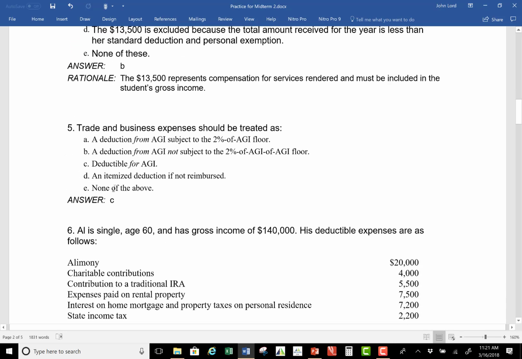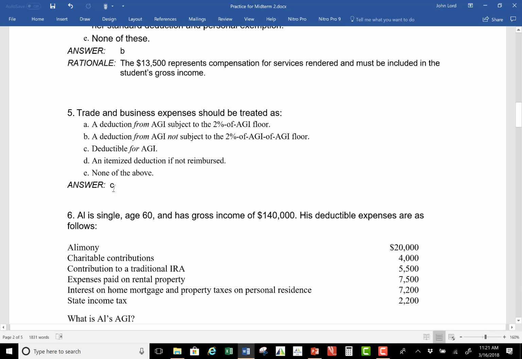Okay, number 5, trade and business expenses should be treated as, and remember that what? If it's in a trade or business, it's for AGI. That's going to be taken as expense on the Schedule C, and then the net income from the Schedule C rolls forward to the 1040, right? And would be included there on the 1040 as a taxable item.